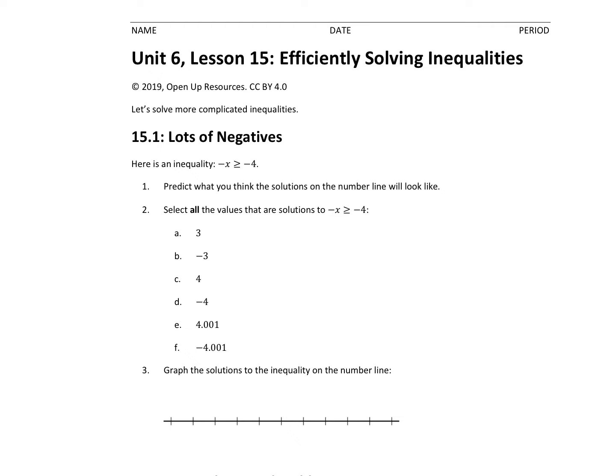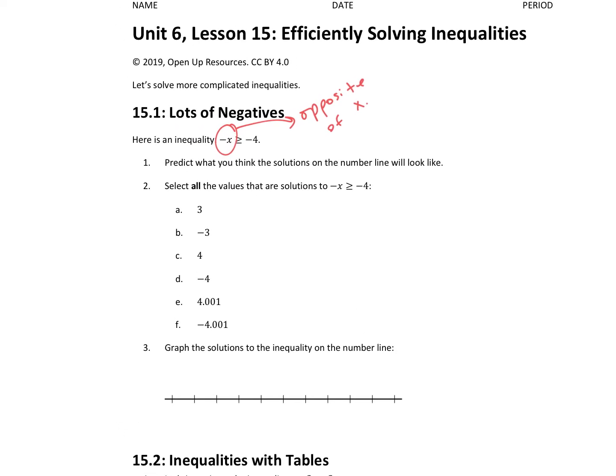So let's go ahead and take a look at our warm-up activity. Here we have an inequality: negative x is greater than or equal to negative 4. Remember, in the past couple days we've talked about how negative x is another way of saying the opposite of x. So you are basically finding numbers that, when you take the opposite of them, are greater than or equal to negative 4. Go ahead and answer questions 1, 2, and 3. We'll pause the video and then come back in a short while.